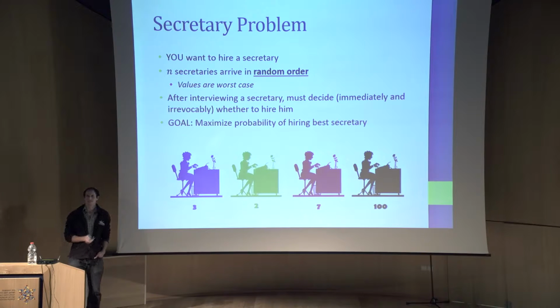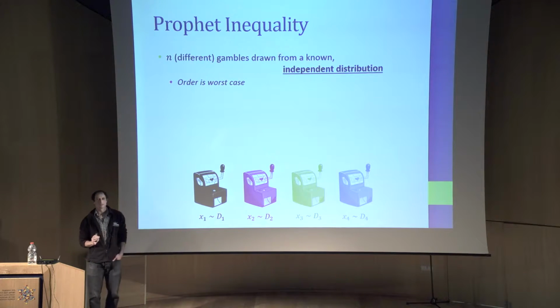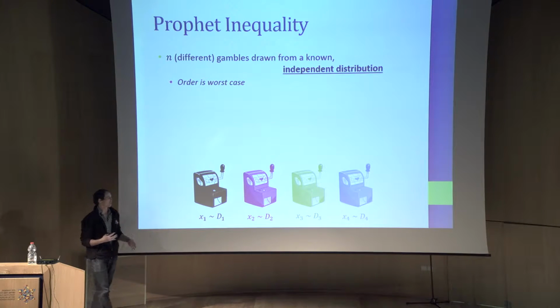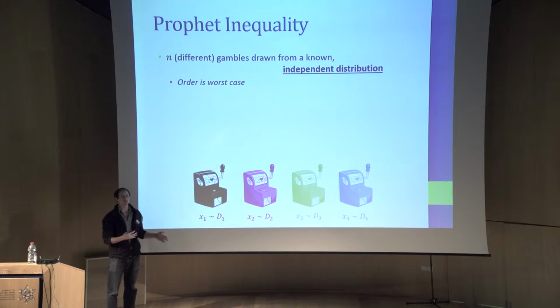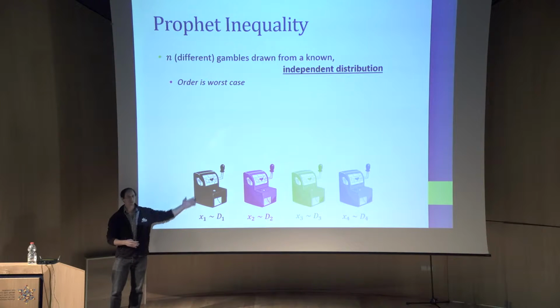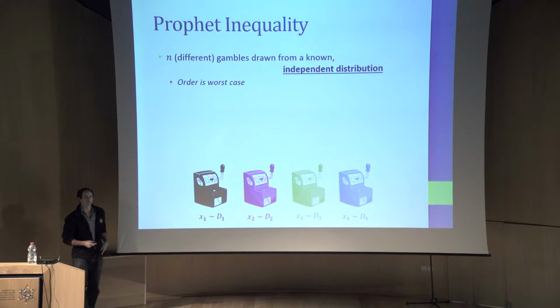Questions? No, this is familiar, right? Okay. So another very famous online problem, slightly less famous, is the prophet inequality. So now the order is worst case, but on each day the value is random and it's drawn independently from some known distribution. So day 1 we have a value drawn from D1, D2, etc. And the Dis are not necessarily identical, but we know in advance what they are.